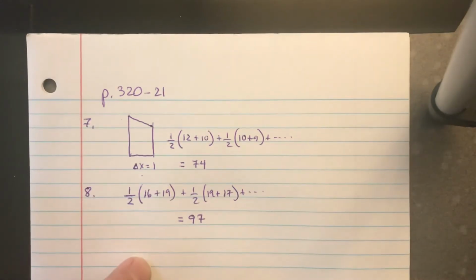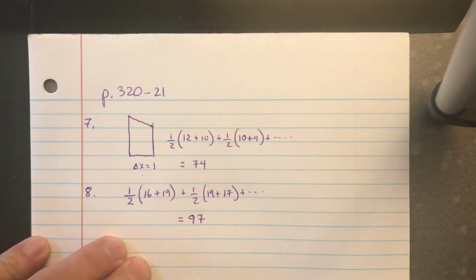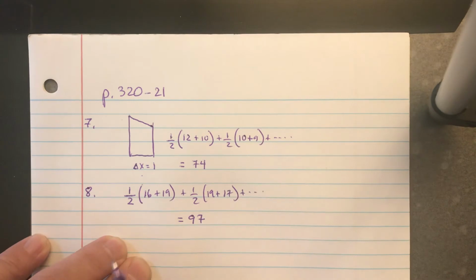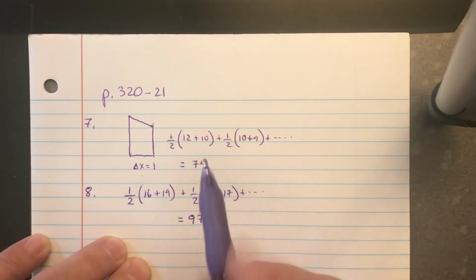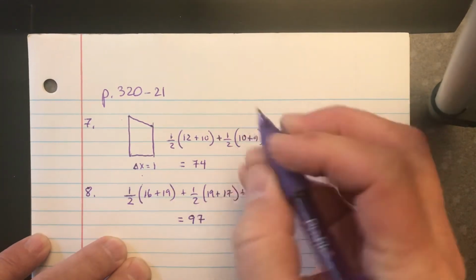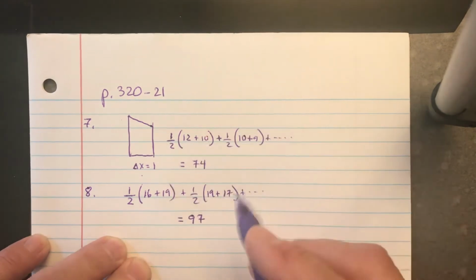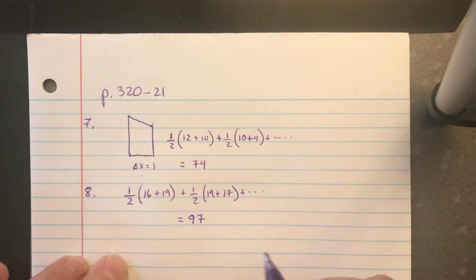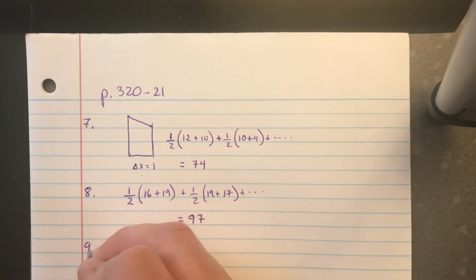Now there is a shortcut given in your book for the trapezoidal rule, and that really only applies if the intervals are equal. And I don't want to focus on that because lots of times on the AP exam they will use different intervals, and then that shortcut does not work.